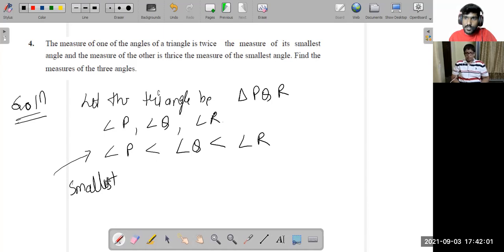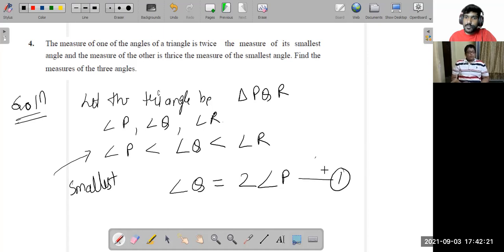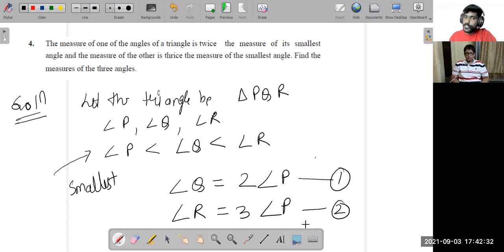Did you understand this? Okay. Now, the first thing given in the question is that the measure of one of the angles is twice the measure of the smallest one. So we'll say let Q be twice the angle of the smallest one. Did you understand this? Then after that, the other angle, that is angle R, is 3 times the measure of the smallest one. Is this clear?